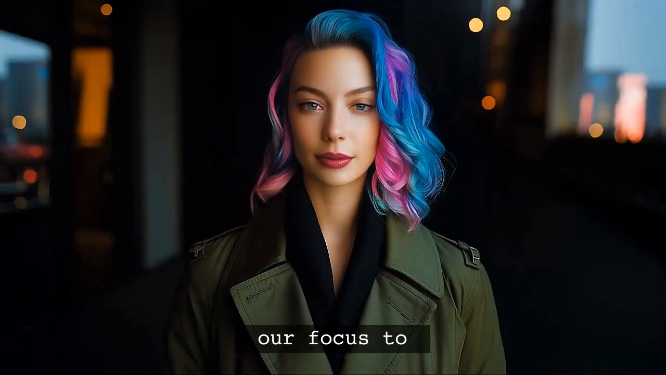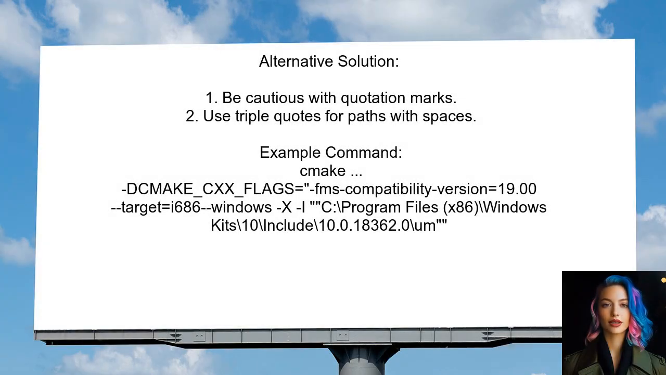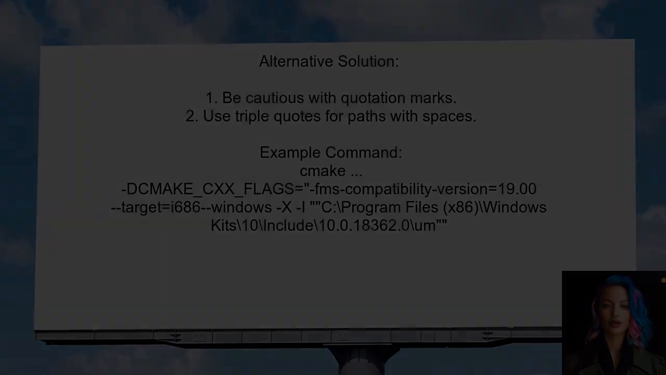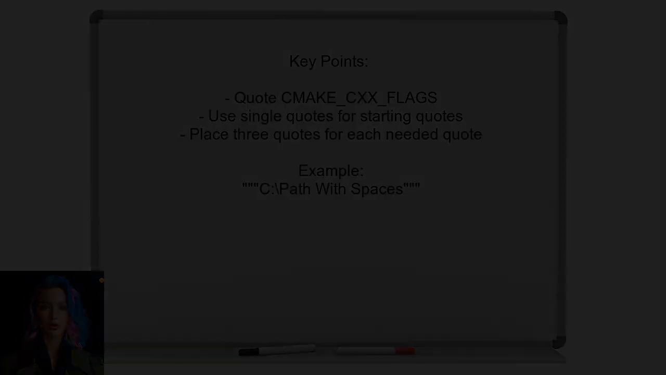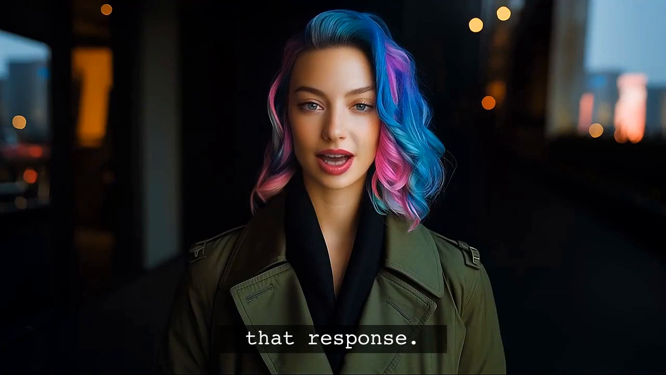Now, let's shift our focus to a different response. An alternative approach, shared by another user, highlights the importance of careful quotation when passing compiler options from the command line, especially on Windows. They provide a specific command example that includes a complex include directory path with spaces. This user emphasizes that when quoting the include path, you must also quote the CMAKE_CXX_FLAGS, which can lead to a confusing syntax. It took them some time to figure this out. That's all for that response.